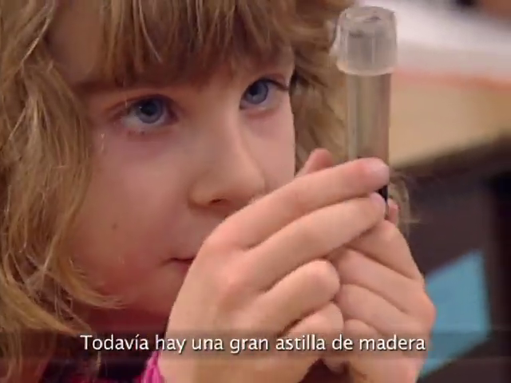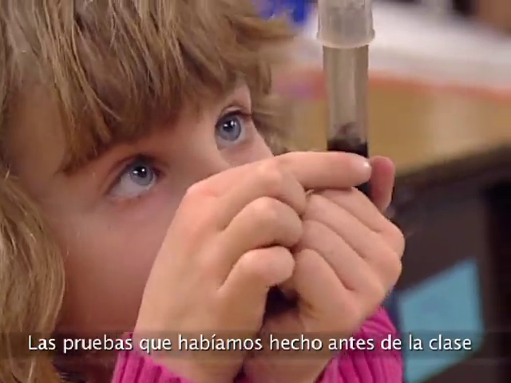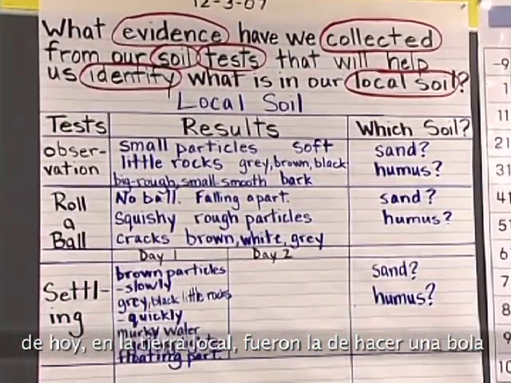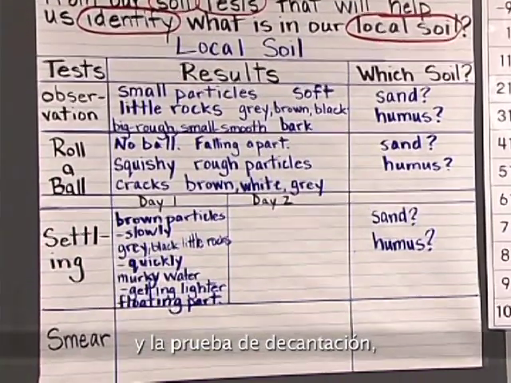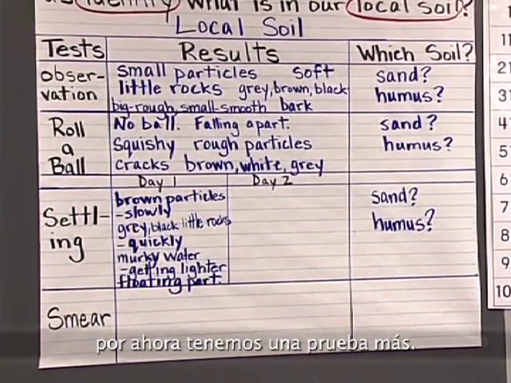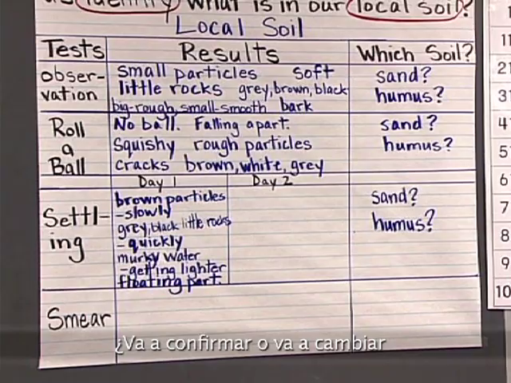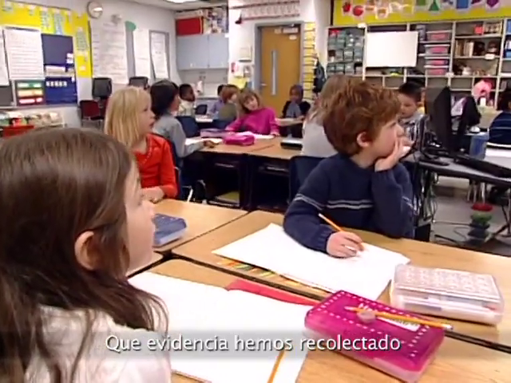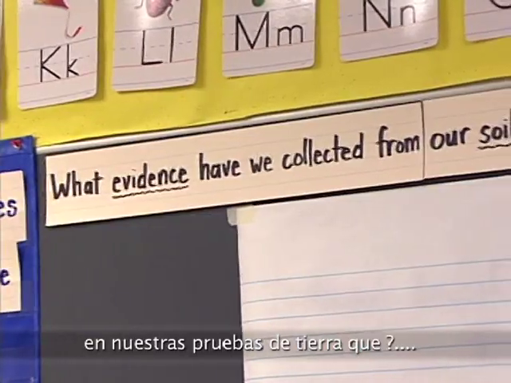There's still a big wood chip on the top. The tests that we had done before today on the local soil were the roll-a-ball test and the settling test. For now, we have one more test. Does it confirm or does it change our thinking? What evidence have we collected from our soil test?